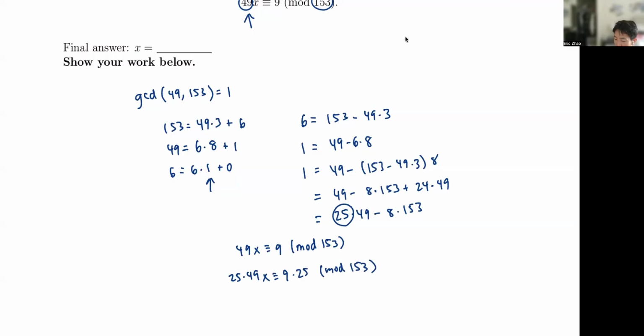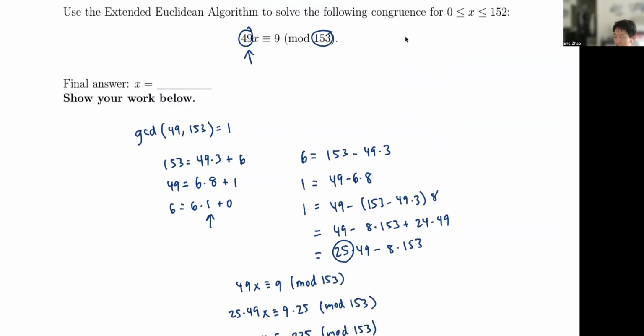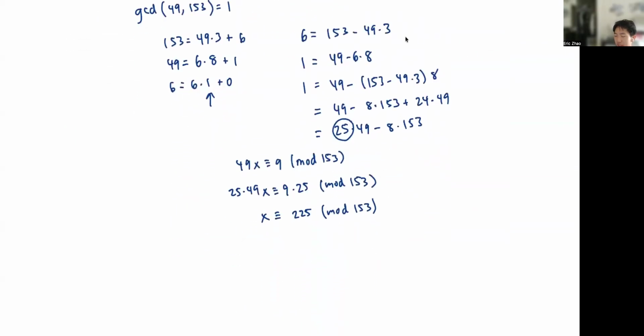Again, this side turns to 1 because we have 1 equals 25 times 49 minus some integer times 153. This is like the mod definition, right? So this side goes to 1. So we have x is congruent to 9 times 25, which is going to be 225, under mod 153. But x has to be between 0 and 152, right? So what is x within that range?